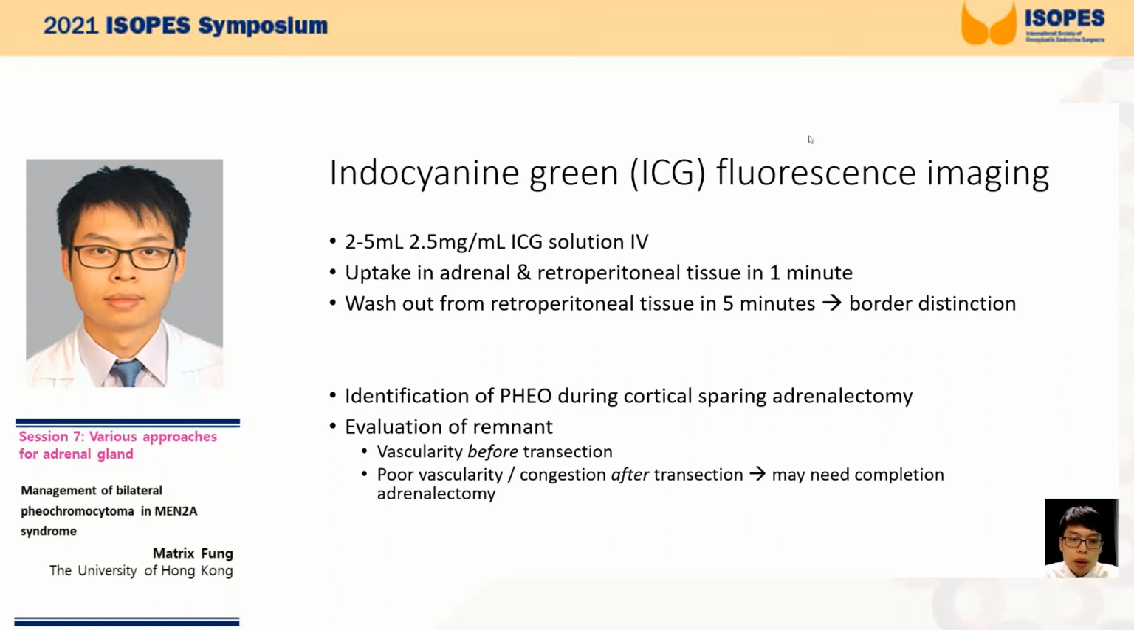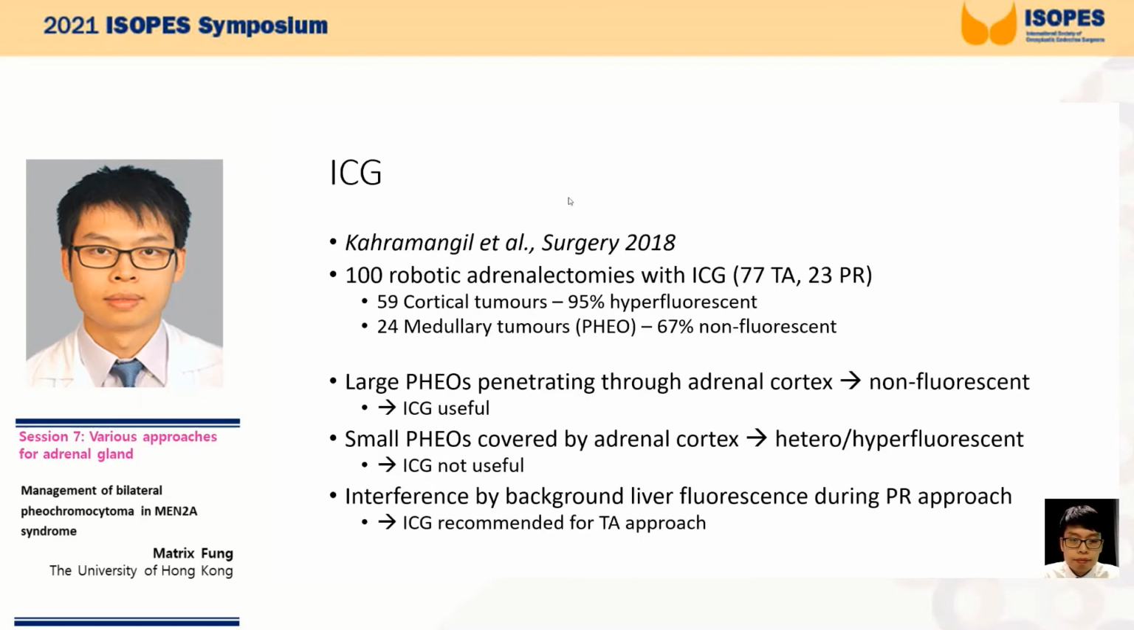There are reports on the identification of pheochromocytoma with ICG during partial adrenalectomy, and it is also helpful in the evaluation of the vascularity of the remnant. In this study published in 2018, where there were 100 robotic partial adrenalectomies done together with ICG, there were 59 cortical tumors. 95% of them were hyperfluorescent, whereas for the 24 medullary tumors, which are pheochromocytomas, 67% of them were non-fluorescent.